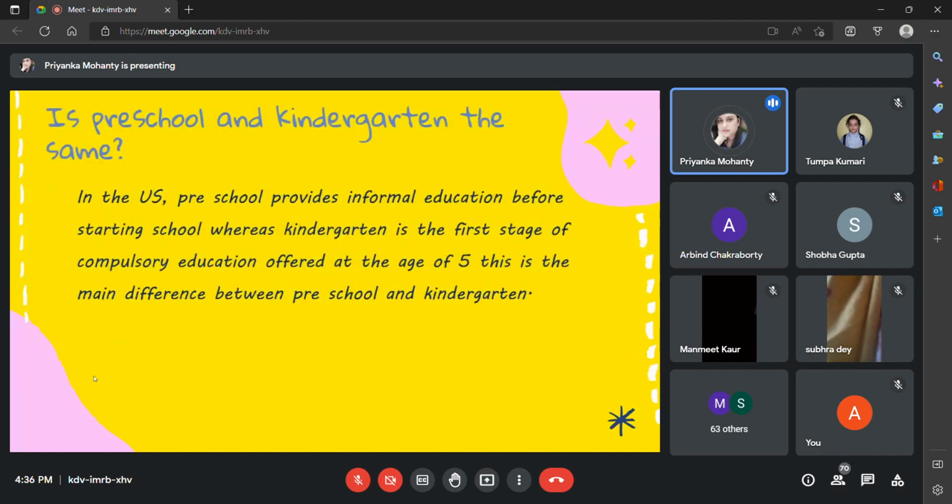Are preschool and kindergarten the same? In the US, preschool provides informal education before starting school, whereas kindergarten is the first stage of compulsory education, offered at the age of 5. This is the main difference between preschool and kindergarten.